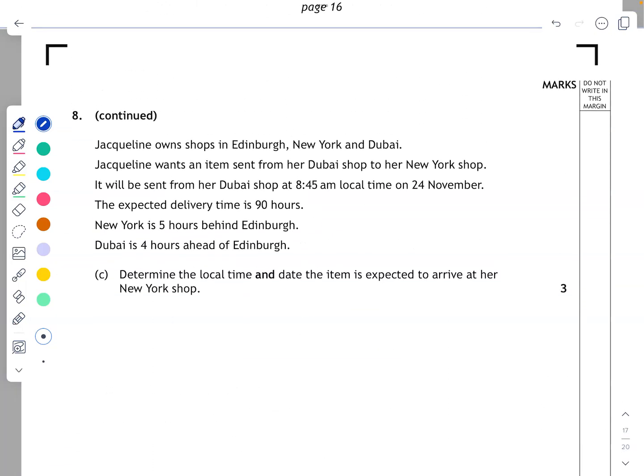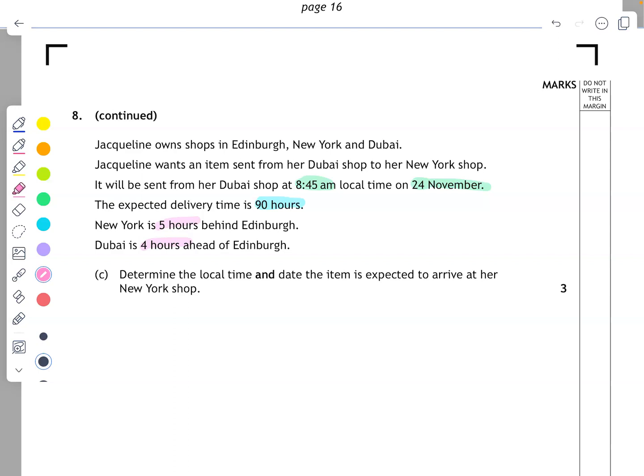Okay, and this is the last question of the exam. So Jacqueline owns a shop in Edinburgh, New York, and Dubai. Jacqueline wants an item sent from her Dubai shop to her New York shop. It will be sent from her Dubai shop at 8:45 a.m. local time on the 24th of November. The expected delivery time is 90 hours. New York is 5 hours behind Edinburgh, and Dubai is 4 hours ahead of Edinburgh. Determine the local time and the date the item is expected to arrive at her New York shop.